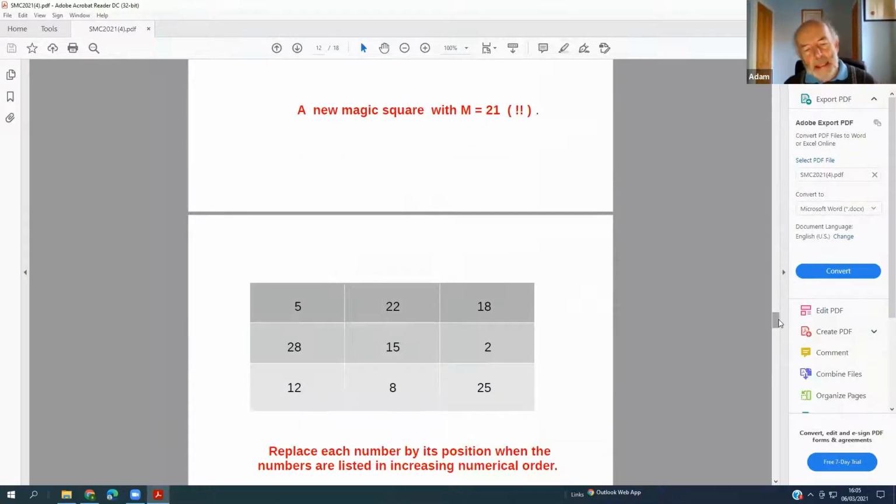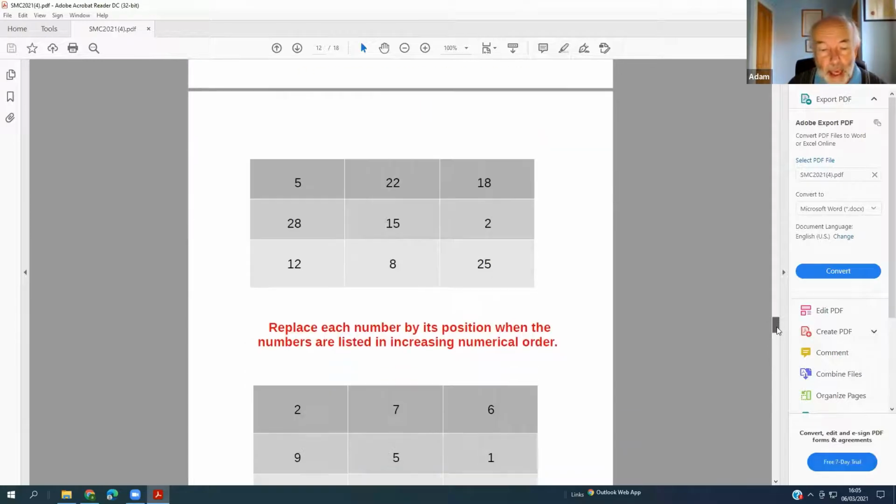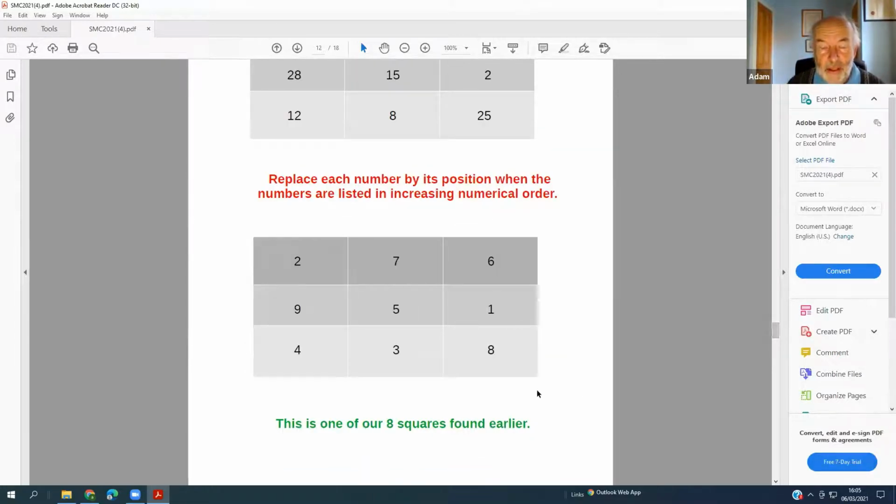And what I'm going to do this time is replace each number by its place in the pecking order. Right, so we've got 9 distinct numbers here. The smallest one is 2, so it's going to get replaced by 1. The next smallest is 5, so it's going to get replaced by 2. The next smallest is 8, which is going to be replaced by 3, and so on. And if you do that, you arrive at this. Look at this. We've seen it before. This is one of the Lo Shu family.